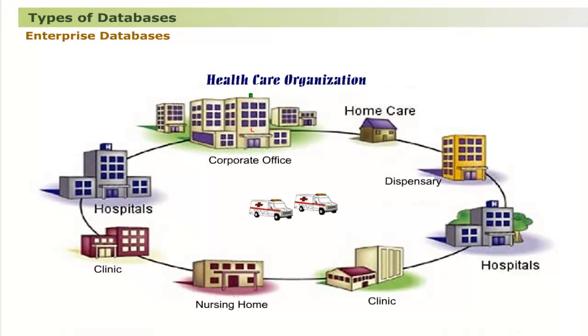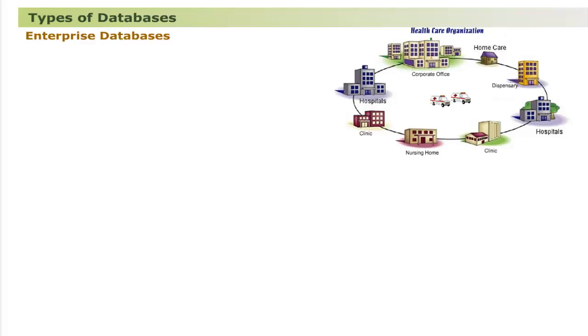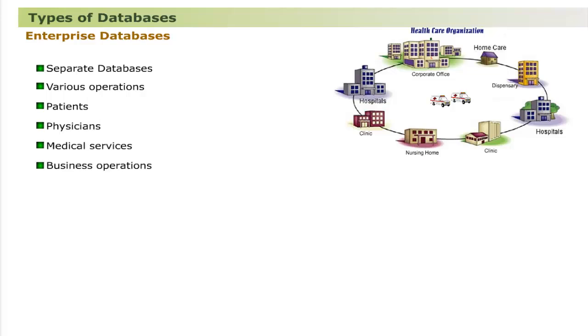Consider a large healthcare organization that operates a group of medical centers including hospitals, clinics, and nursing homes. Each of these medical centers may have separate databases to support the various operations at that facility. These databases contain data concerning patients, physicians, medical services, business operations, and other related entities. The databases provide adequate support for most functions at each individual medical center.